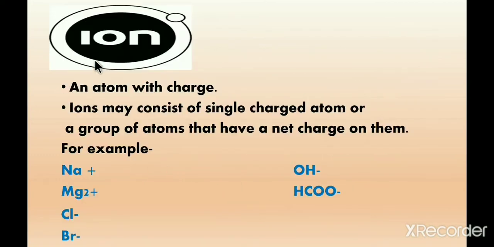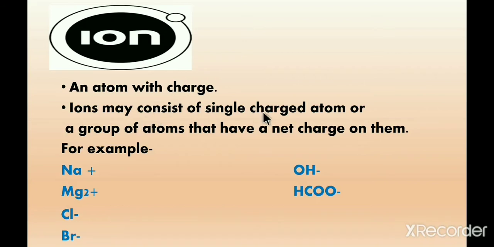So let's start with the term ion. Students, an atom is electrically neutral, means it carries no charge, neither positive nor negative. But if an atom carries charge, it is known as an ion, and these charges are developed by loss or gain of electrons, with which we will deal in the next chapter.